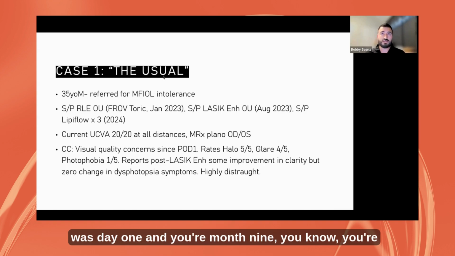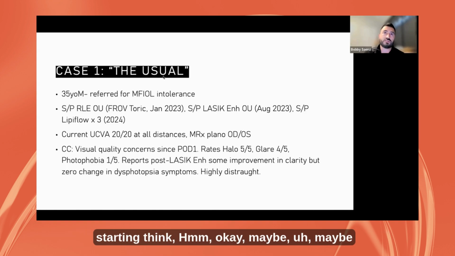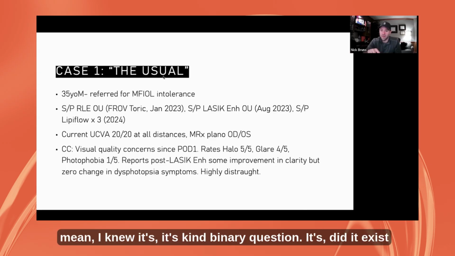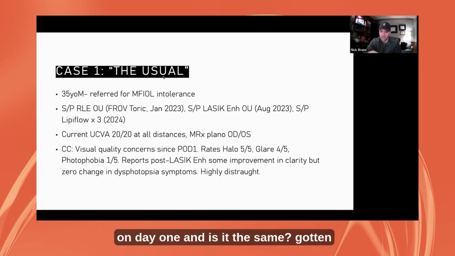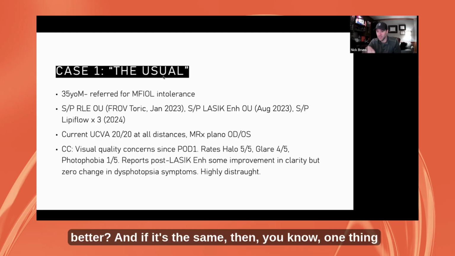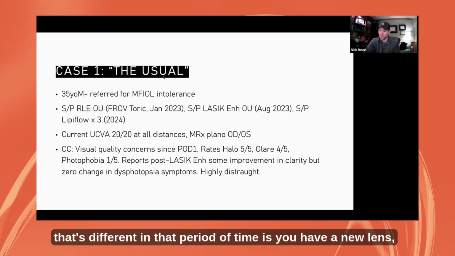So if we're getting to month nine and it's the same as it was on day one, you're starting to think, okay, maybe it's going to stay like this. I think you're right. It's kind of a binary question: did it exist on day one and is it the same, or has it gotten better? And if it's the same, then the one thing that's different in that period of time is you have a new lens.